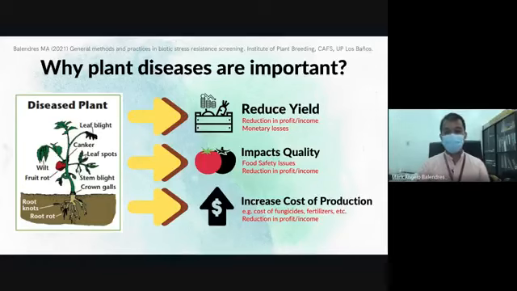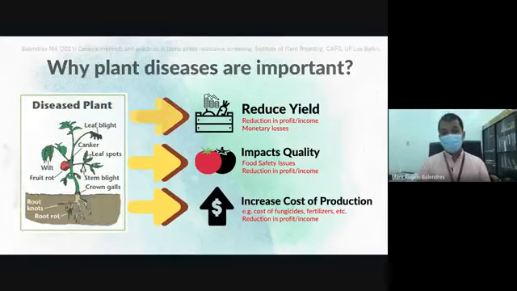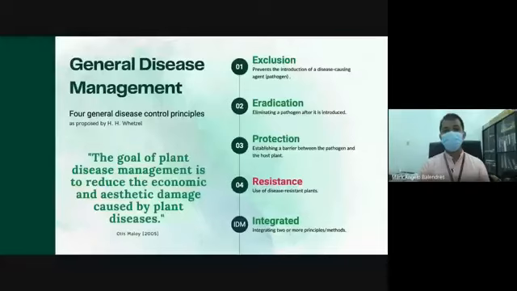fungicides and fertilizers. There are different ways or methods that we could use to make sure that pathogens don't get to the field, and that the disease will not be considered an epidemic. So, different methods according to Wetzel: there are four general principles. The first one is exclusion. These are measures that will prevent the introduction of your pathogen into your field.